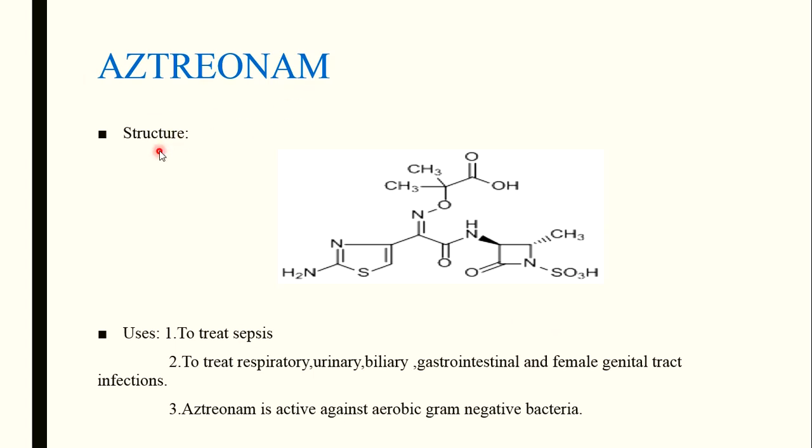Next drug is aztreonam. The structure of aztreonam is this one. It contains a beta-lactam ring. To this beta-lactam ring, a sulfonic acid group is present at the first position, and at the second position there is a methyl group, and at the third position there is a side chain similar to sulfazecin. After the amide group, attached to one methyl group there is a heterocyclic ring, that is thiazole. What is thiazole? Thia indicates sulfur, az indicates nitrogen, ole indicates it is a 5-membered ring containing 2 double bonds. And at the second position of this thiazole ring there is an amino group.